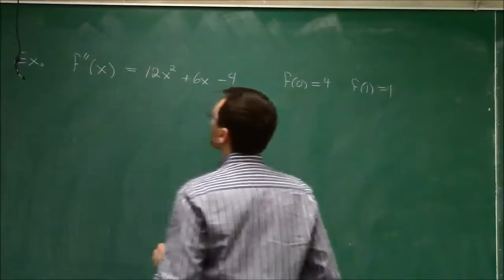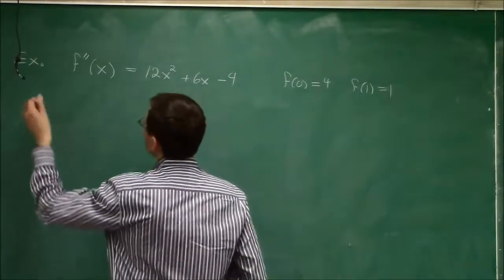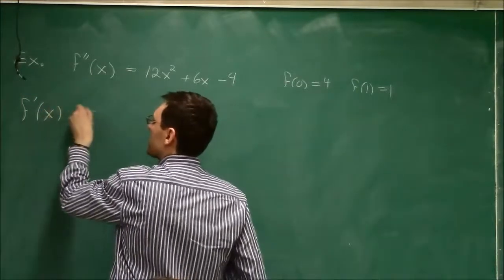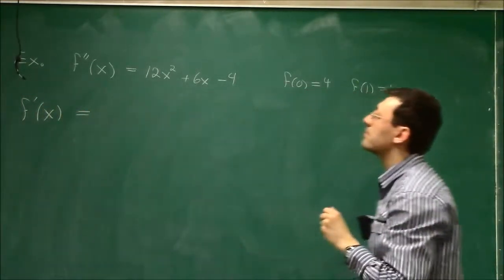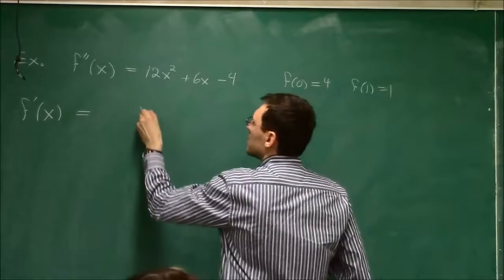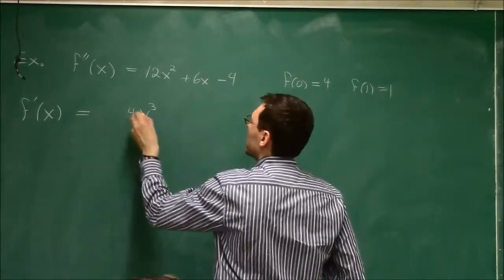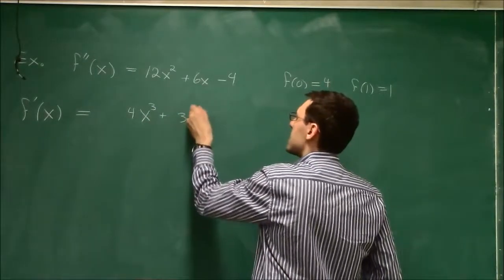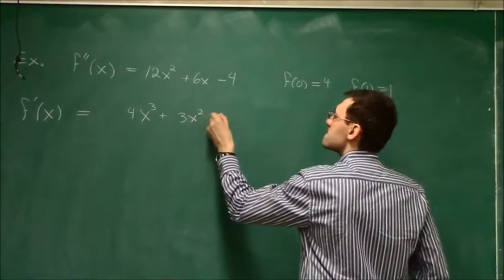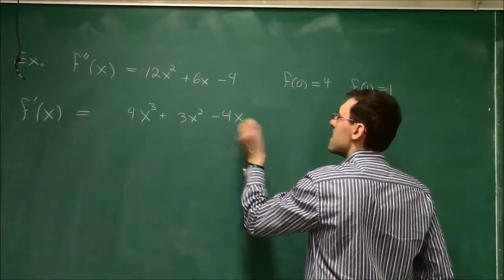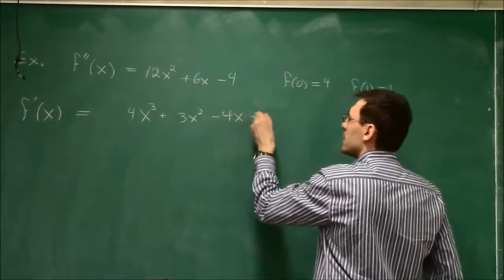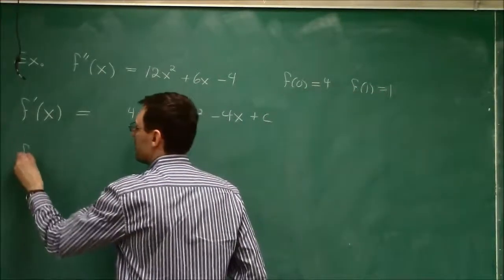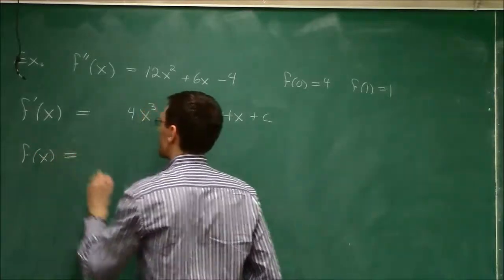First let's recover the first derivative. The first derivative is what? So this is 4x cubed plus 3x squared. And then what? Plus c, right? Now we need to find another antiderivative. So what's f of x?